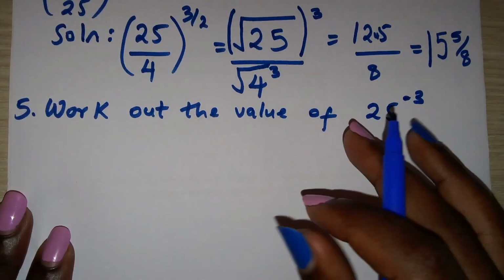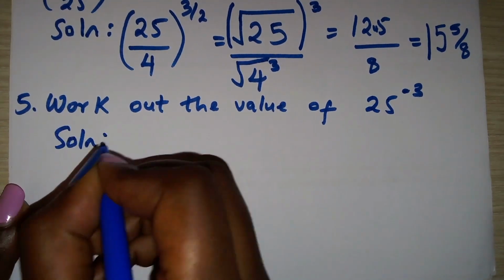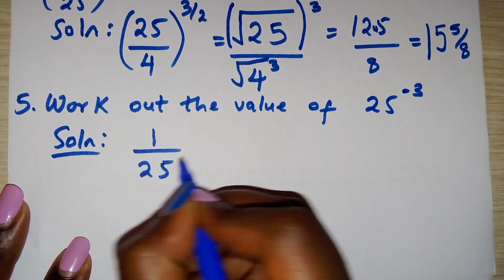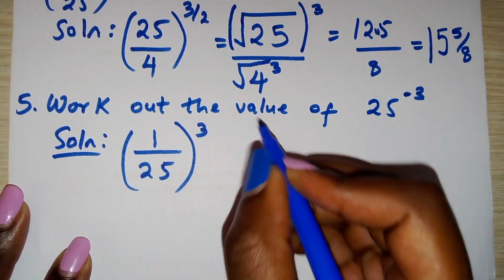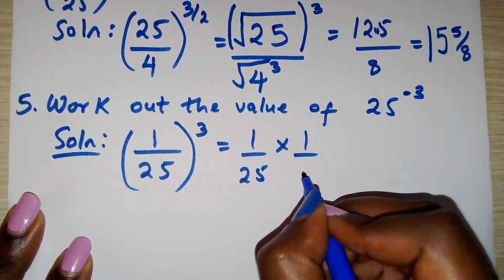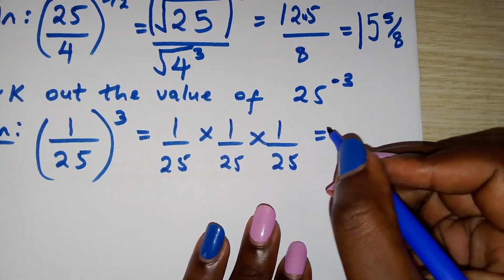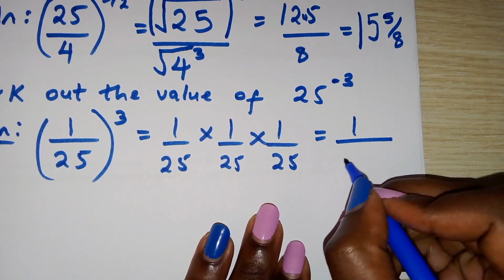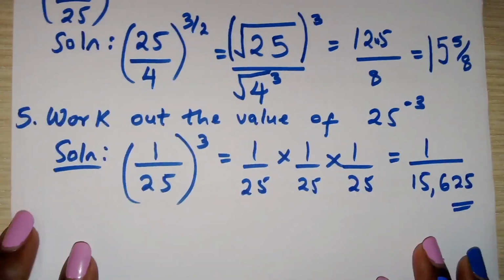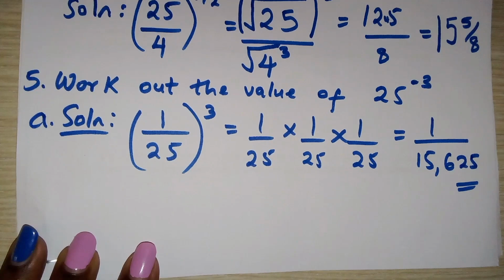Number 5, work out the value of 25 to the power negative 3. So the solution: find the reciprocal of 25, that is 1 over 25. Then you cube it. So this is the same as 1 over 25 times 1 over 25 times 1 over 25, which is equal to 1 over 15,625. So that's 5 part A. Now let's go to 5 part B.